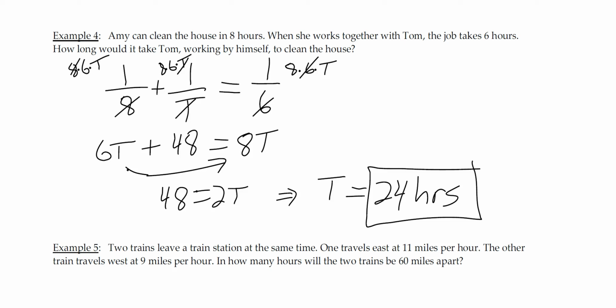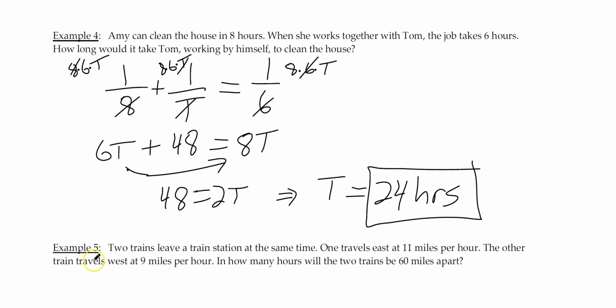Okay, now I want to compare and contrast example 4 and example 5. Example 4, time, time, how long, time. Only time in the problem. That's a work problem. The setups are very easy. 1 over the first person's time plus 1 over the second person's time equals 1 over their together time.